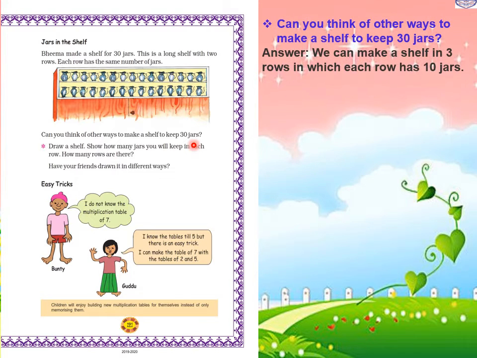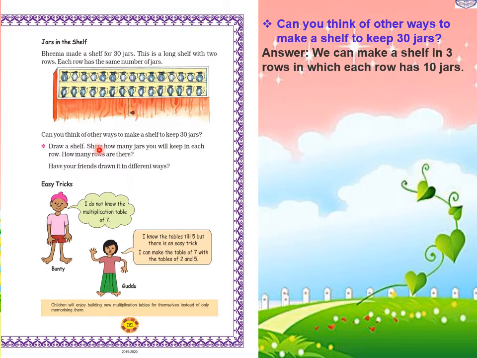We can make a shelf with 3 rows, with 10 jars in each row. Here Bima made 2 rows for 30 jars. In one row how many jars are there? 1, 2, 3, 4, 5, 6, 7, 8, 9, 10, 11, 12, 13, 14, 15. In the first row 15 and in the second row also 15. So 15 plus 15 we get 30 jars.